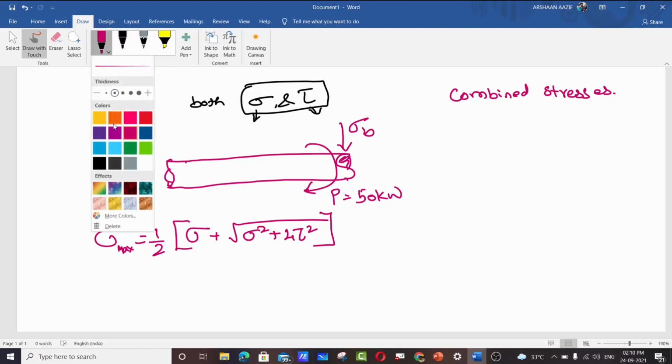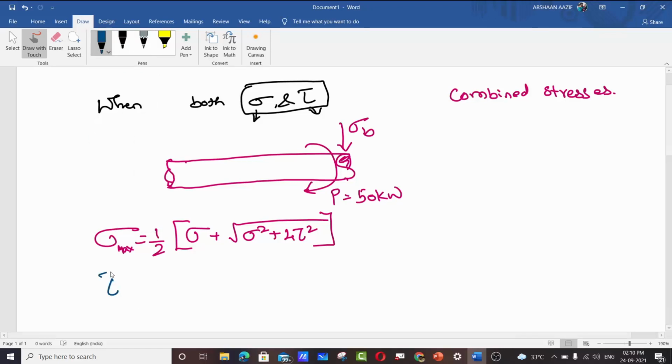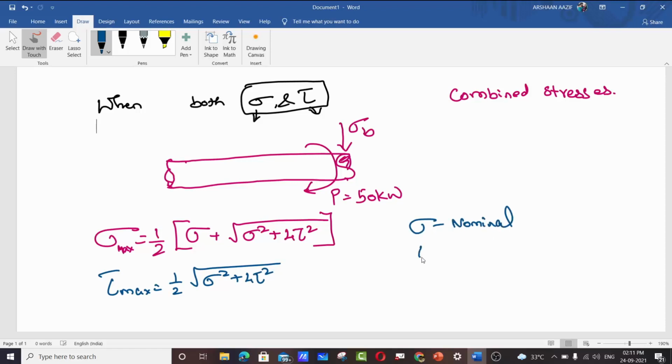And also the material experiences a shear stress, which is given by tau max is equal to half into root of sigma square plus 4 tau square, where sigma is the nominal stress and tau is your shear stress. So these combine together to form the maximum tensile or nominal stress and the maximum shear stress.